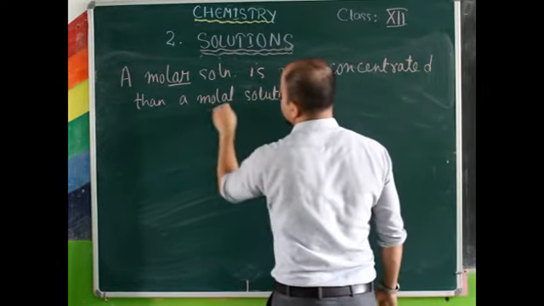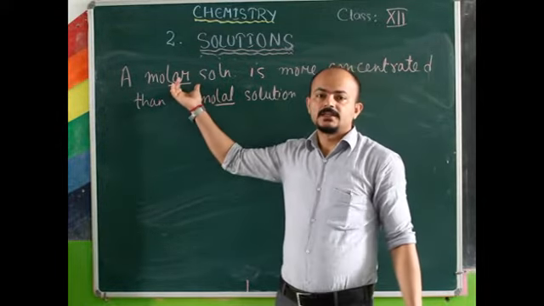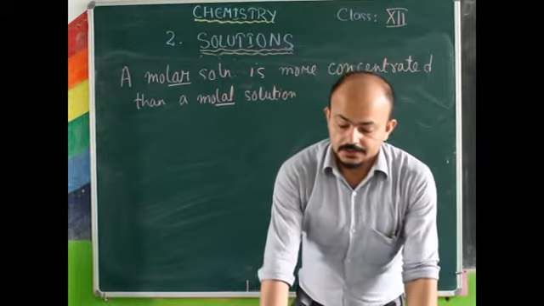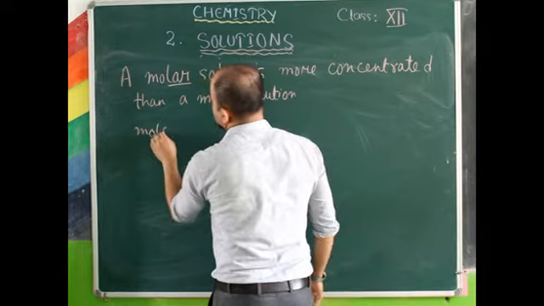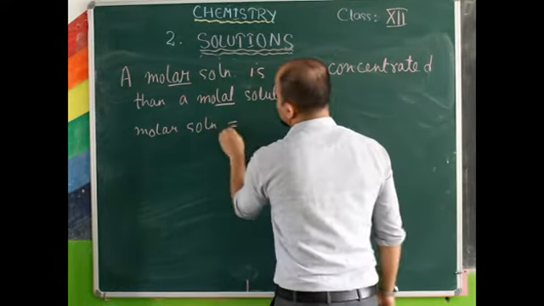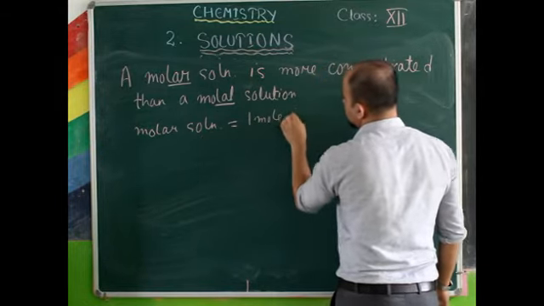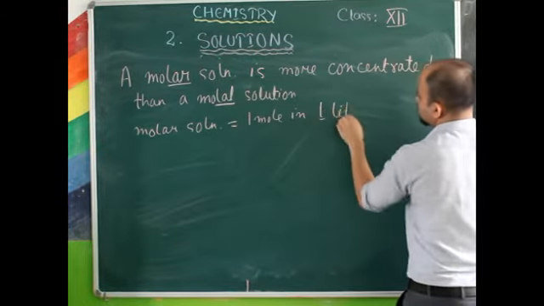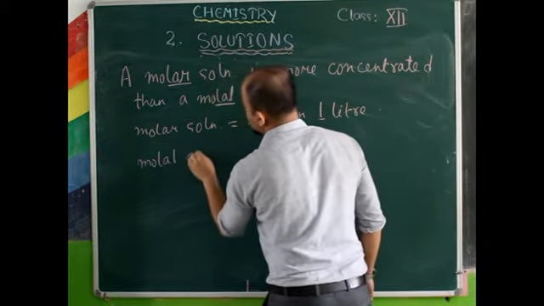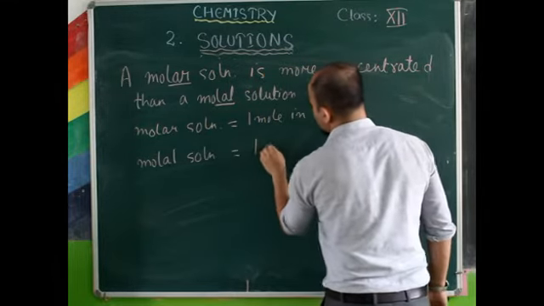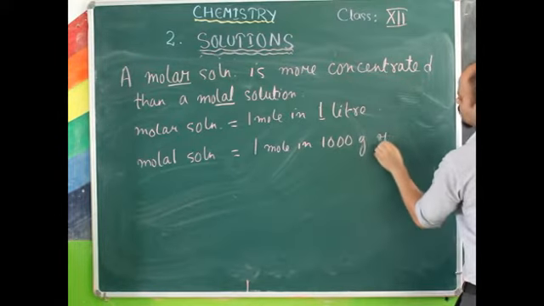This is molar and this is molal. Why? Because you know the definition. Molar solution means it is the solution containing 1 mole in 1 liter of solution, and molal solution is what? It is 1 mole in 1000 gram of solvent.